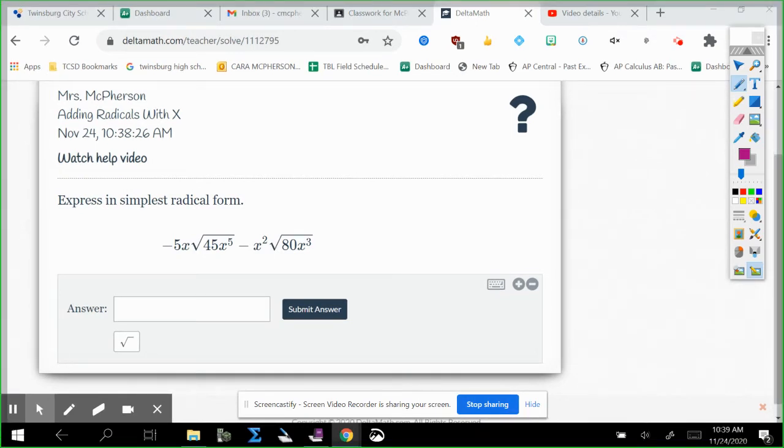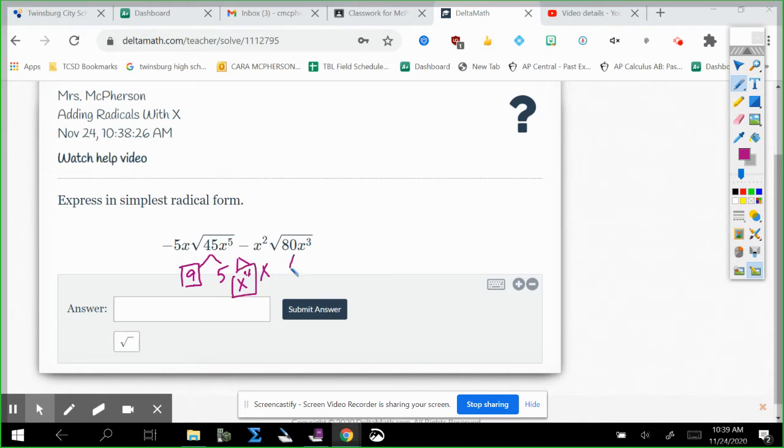So at first glance, they are not like radicals. So we need to break them down as much as possible using the techniques from earlier in the chapter. So we're going to take 45, not a perfect square, but 9 is. So we're going to write it as 9 times 5. X to the 5th is not a perfect square, but x to the 4th is. So we're just going to have to drop down 1 power, which leaves me with x left over.